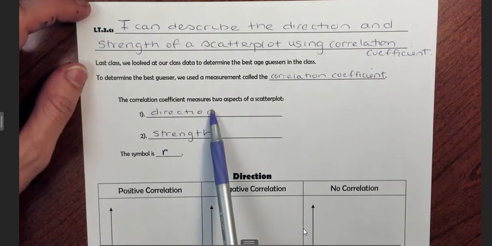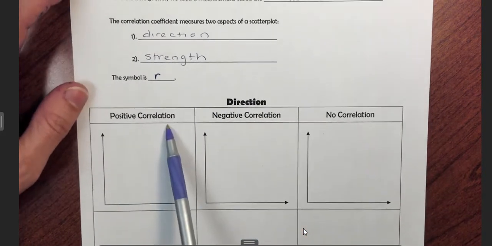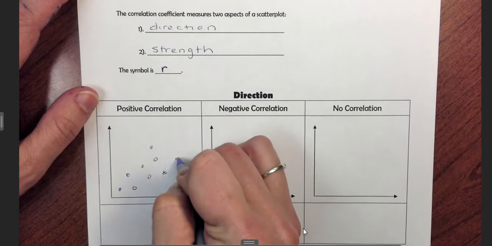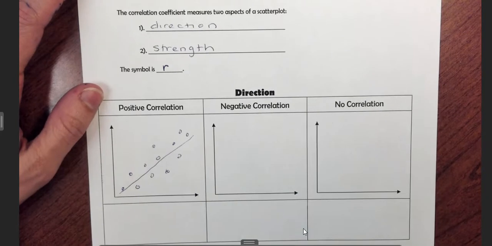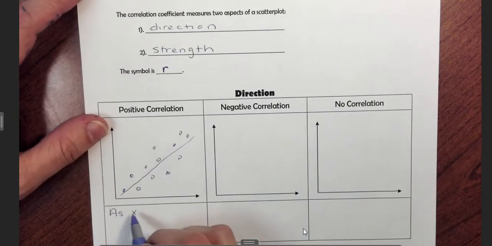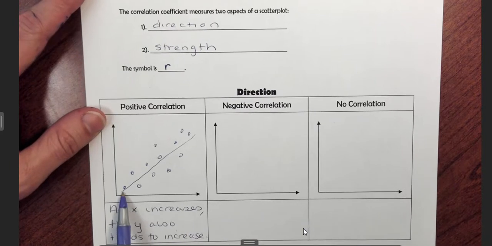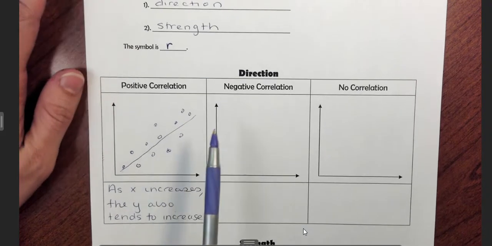So let's talk about direction first. There's three possible directions. Right? If you have a positive correlation coefficient, that means your scatter plot is moving in the positive direction. So something like this. All right, that means that it's moving generally in a positive slope. So as x increases, the y also tends to increase. So as the x values are going up, you can see that the y values are also going up. So that's one possible correlation.